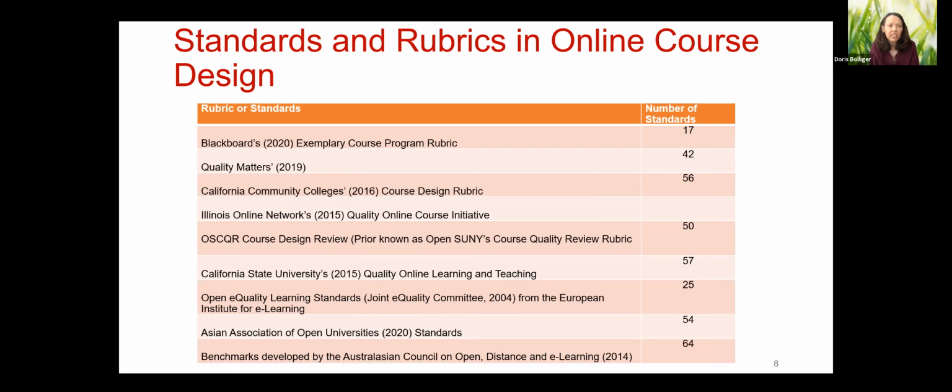You see here the California Community Colleges and Illinois Network. So we have partnerships that have created them. And then also California State. And so these are created by partnerships, universities, colleges, and what have you. When you look at them, you can see here the number of the standards. They go anywhere from 25 to 64 standards. And some of these rubrics are very specific to course design, and some of them are very broad.